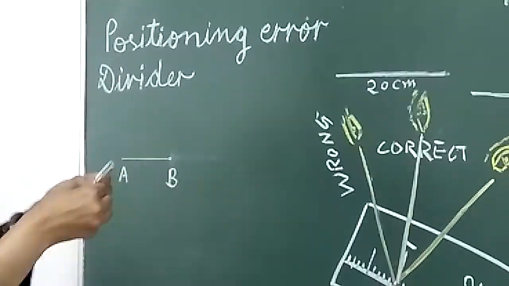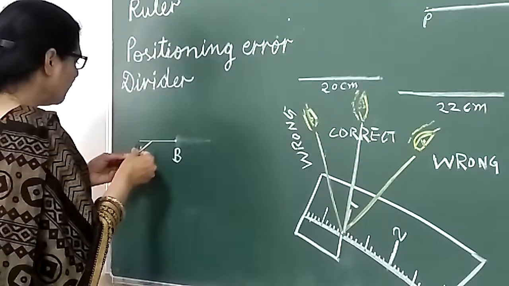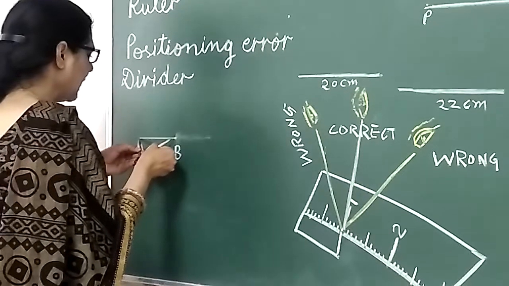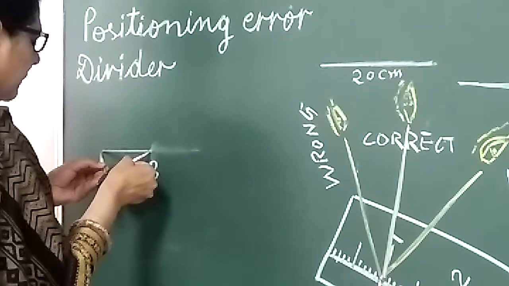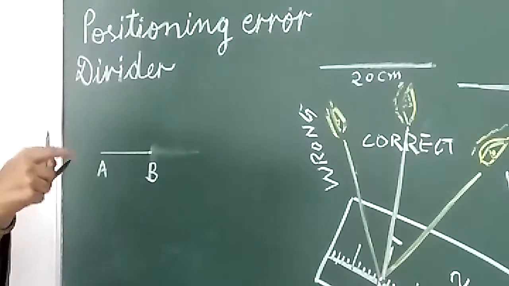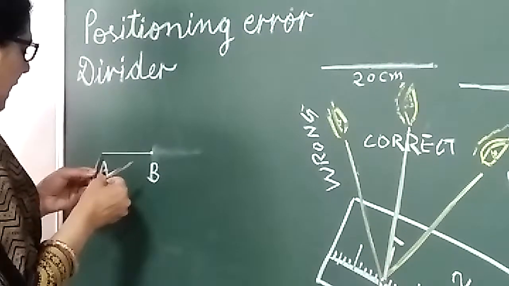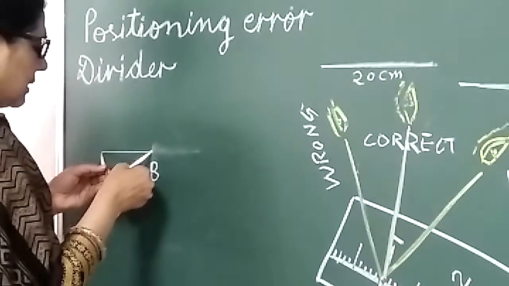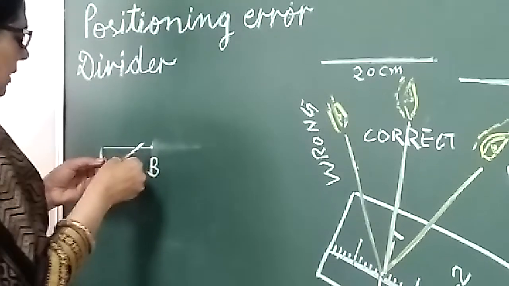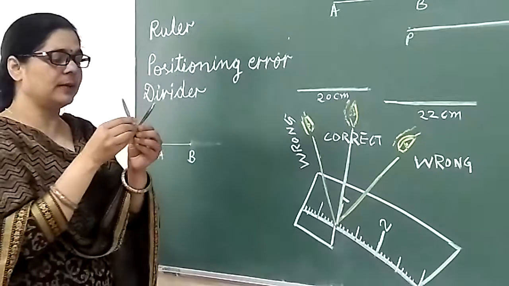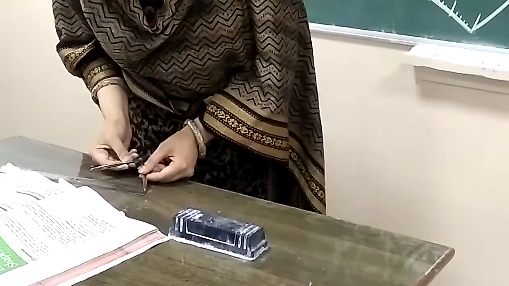Now what we will do is place one end of this divider at point A, and the second end at point B. One end point you place at point A, and the other end point at point B. Now, you should not disturb it. Now you place it on the ruler.